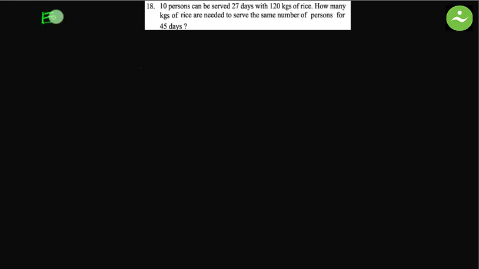Exercise 2.3. Question number 18. 10 persons can be served 27 days with 120 kgs of rice. How many kgs of rice are needed to serve the same number of persons for 45 days? This chapter is about unitary method.